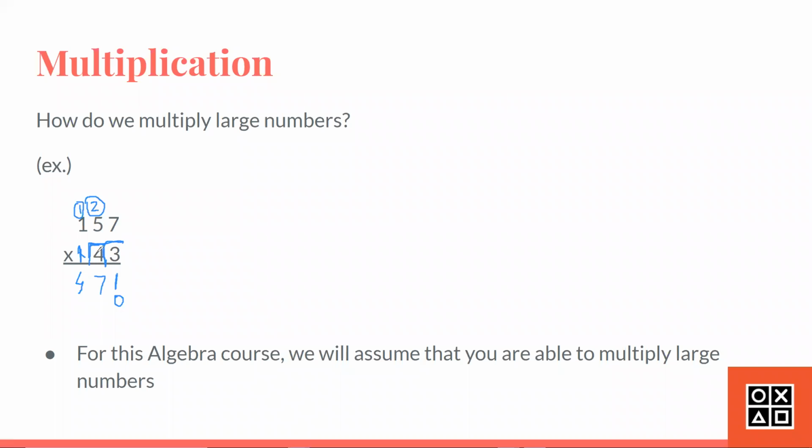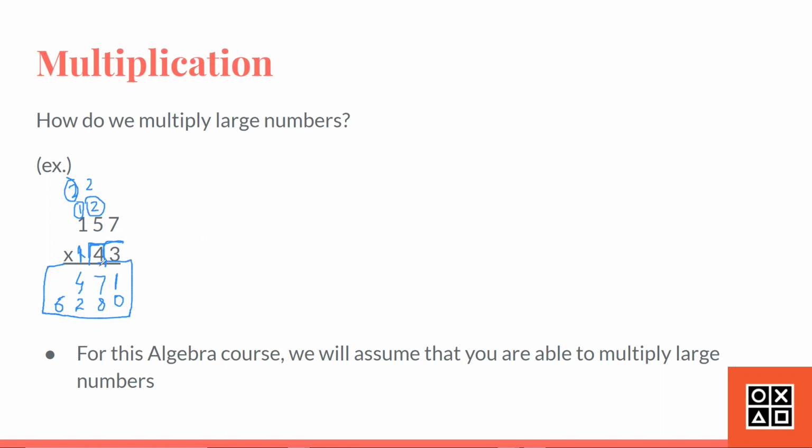So 7 times 4 is 28. So just carry up the 1, put down the 8. 5 times 4 is 20. Add 2 to it and get 22. Put the 2 up there and put down the other 2 down here. Then you would do 4 times 1, which is 4, and then plus this 2 right here, which gets you 6. And now you get these two quantities right here.